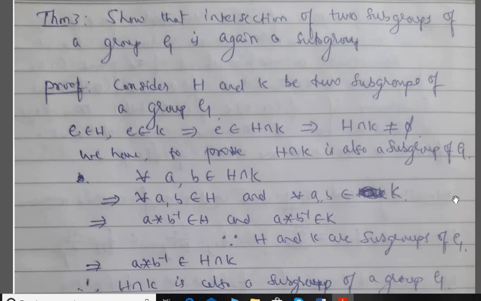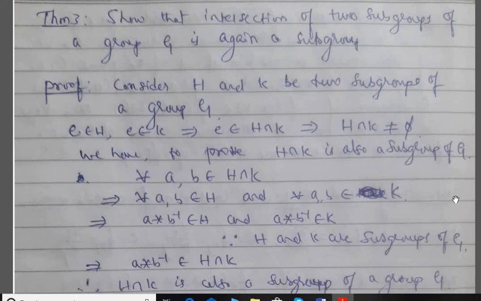If they are subgroups, then each is a group. A group should contain at least one element, say e. So e belongs to H and e belongs to K. So e is the common element of both H and K. Hence e is also an element of H intersection K. So H intersection K is not a null set; it is a non-empty set. The next thing is we have to prove H intersection K is also a subgroup of a group G.